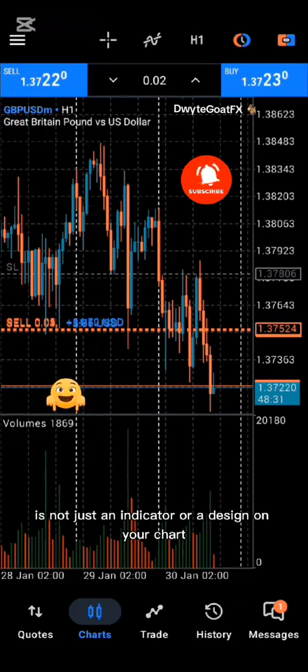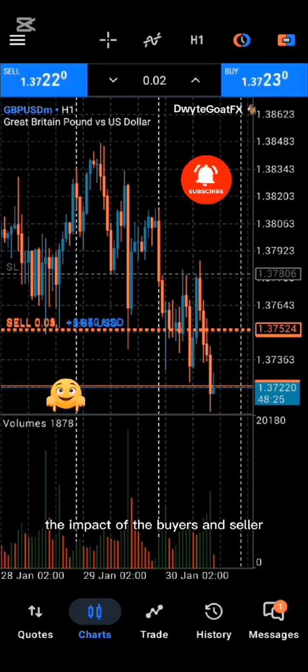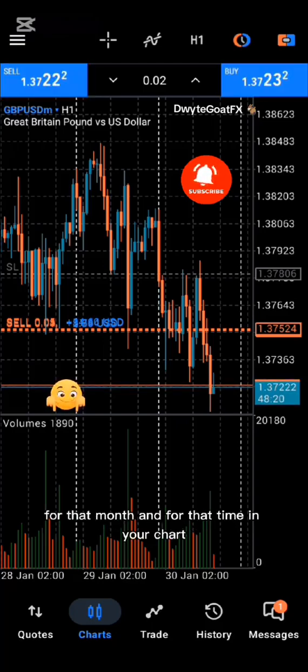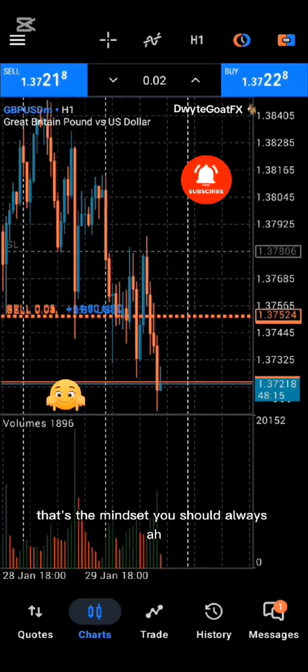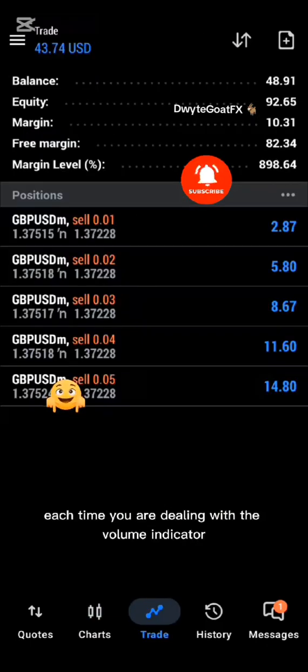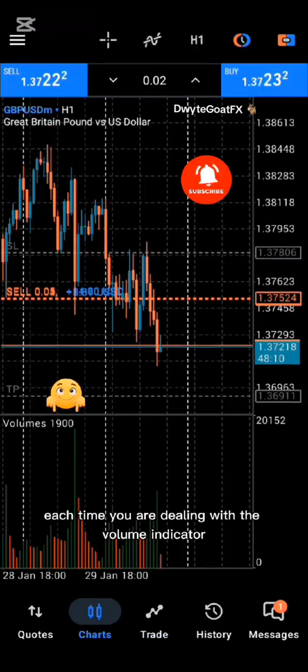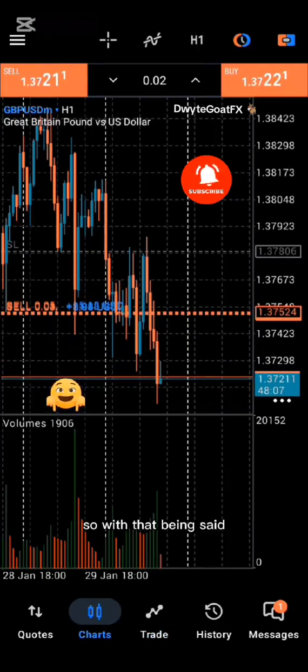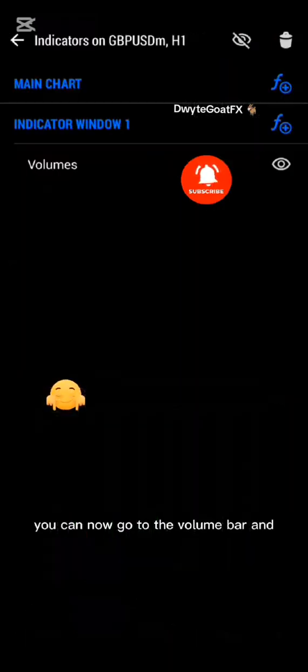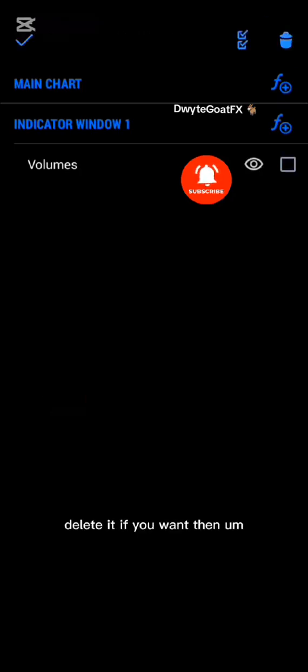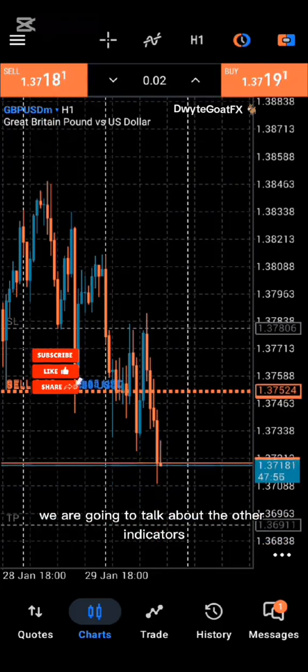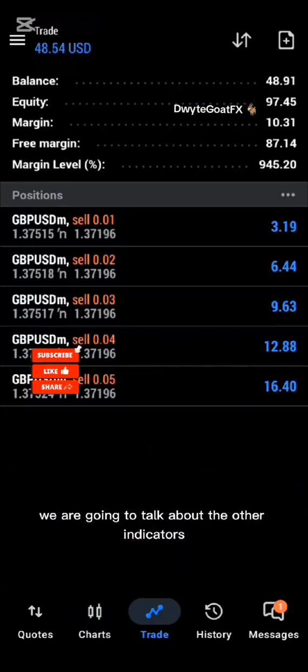So with all these basic things, you already understand that volume is not just an indicator or a design on your chart. The volume is there to tell you the impact of the buyers and sellers for that day, for that week, for that month, and for that time in your chart. That's the mindset you should always have each time you are dealing with the volume indicator. With that being said, you can now go to the volume bar and delete it if you want. Then in our next class, we are going to talk about the other indicators.